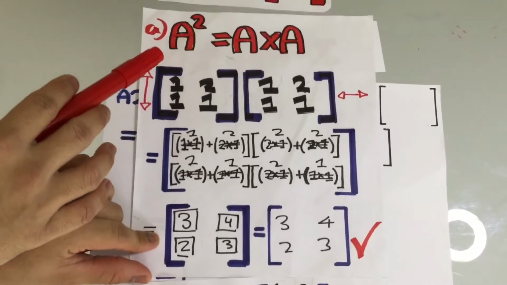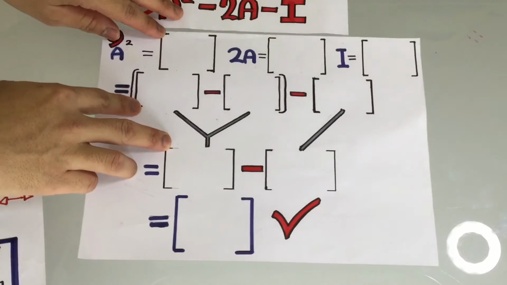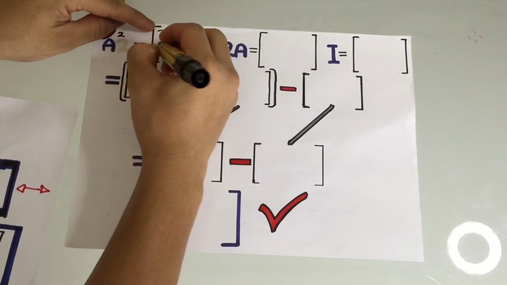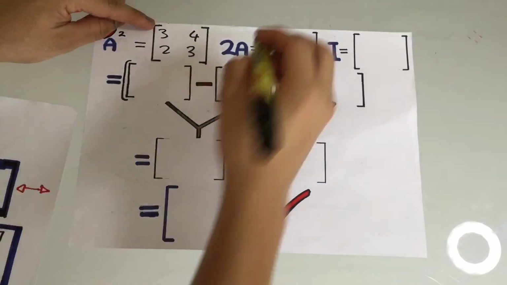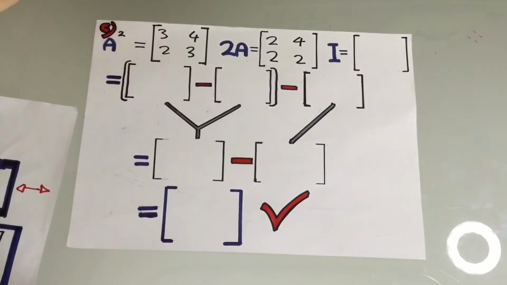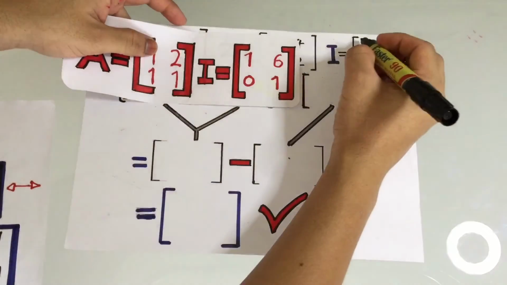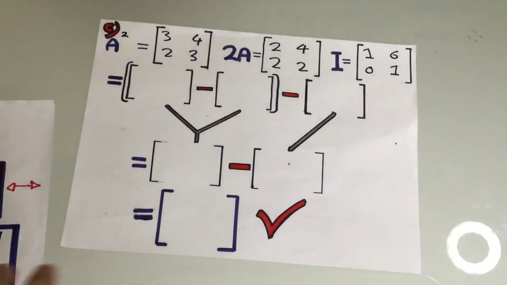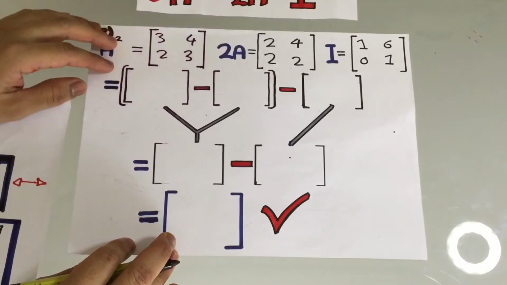For the first question, we have this 3, 2, 4, 3. You can see question C. For question A, it is 3, 2, 4, 3. For 2A, it is 2, 2, 4, 2. And for I, of course, it's just going to be this one, 1, 0, 6, 1. So this minus this minus this. Alright, let's get to it again.